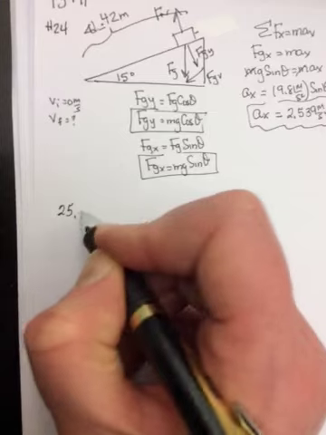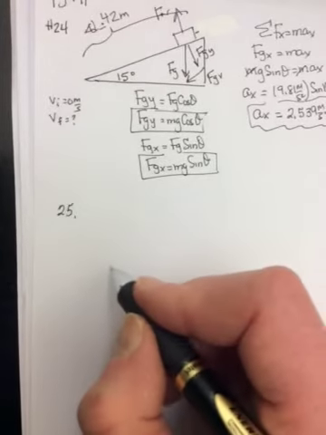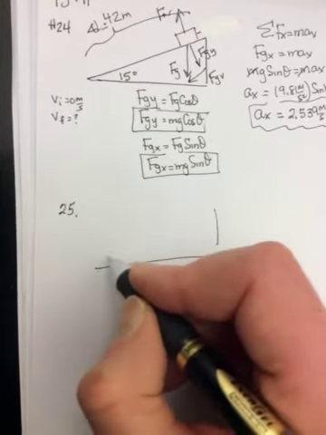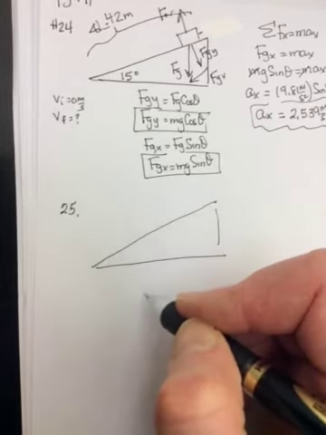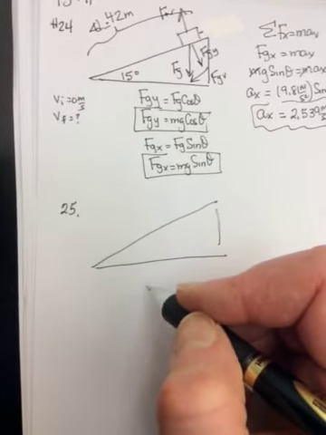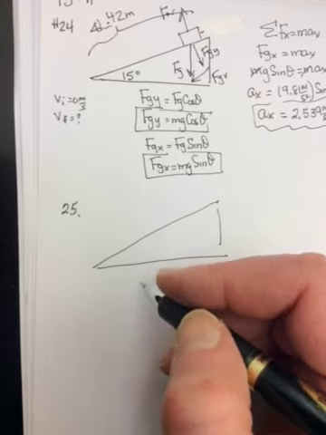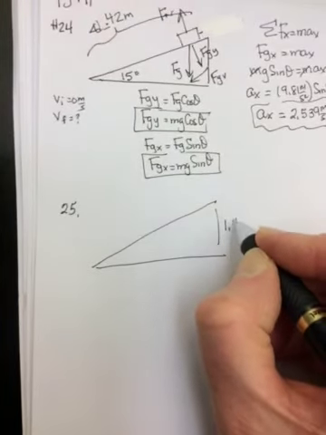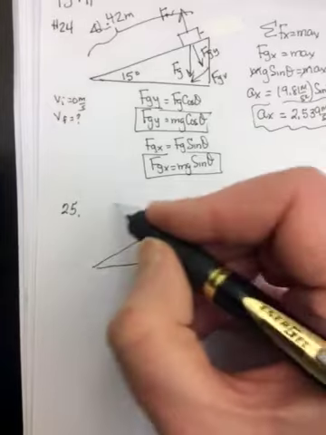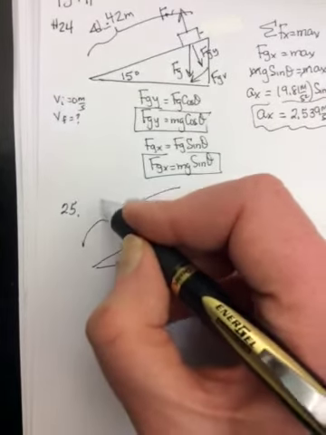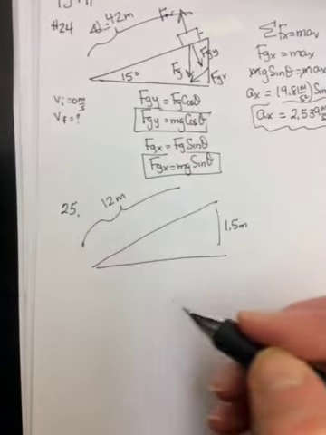Number 25, starting from rest, a cyclist coasts down. So we're on an incline again. Coasts down a starting ramp of a professional biking track. The ramp has minimum legal dimensions of 1.5 meters high and 12 meters long. So again, this is your 12 meters.